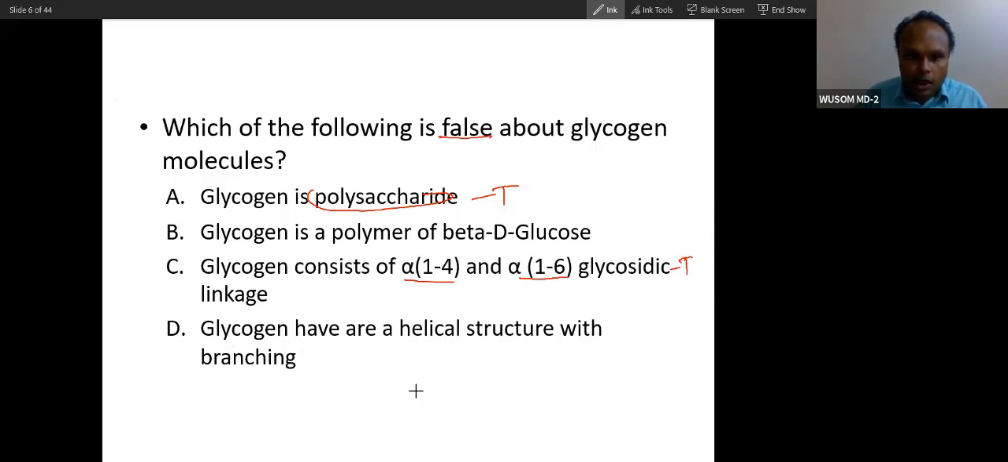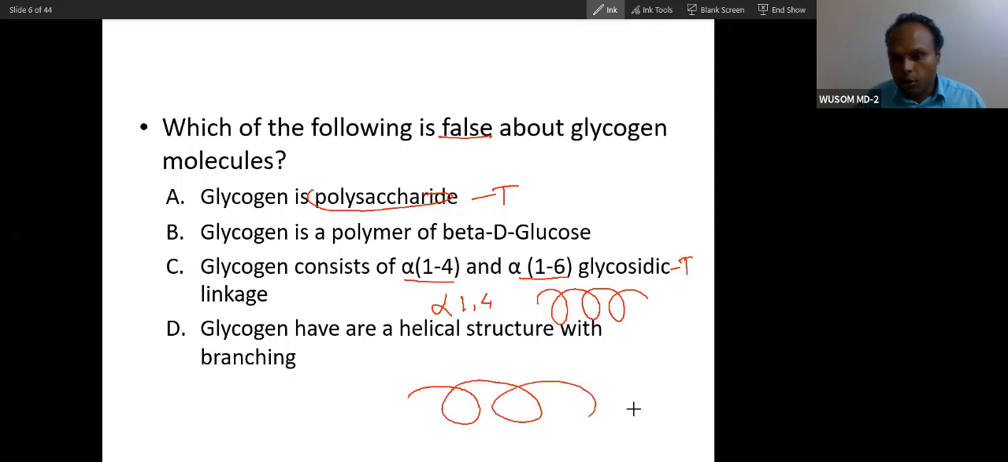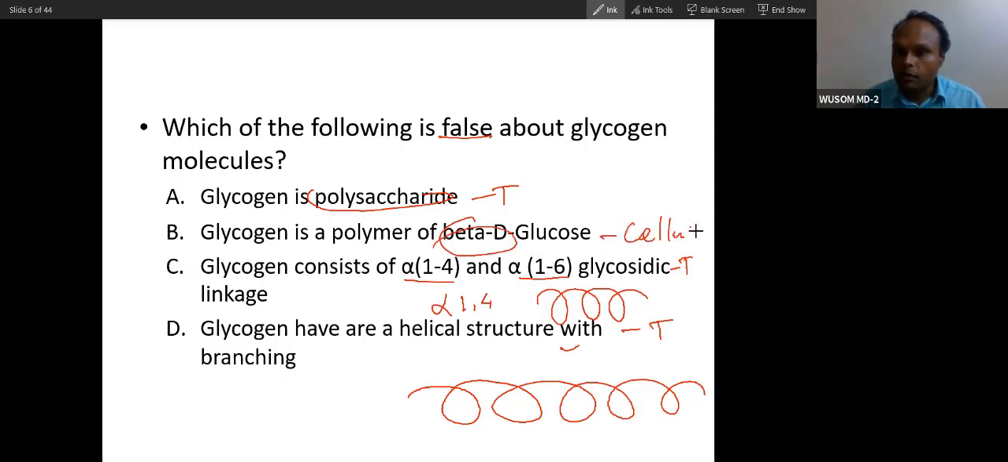Glycogen has a helical structure with branching. Yes, alpha 1,4 is helical. Alpha 1,4 forms a helix, as I told you in the amylose of starch. So this is the straight chain. Starch also has the same type, with a little bit of difference, but the bond in starch is similar to the bond present in glycogen. Glycogen has a helix, that is also true. So what is wrong here? Beta D glucose. Where is beta D glucose present? It is present in cellulose. Okay.